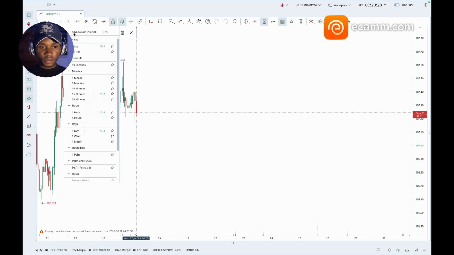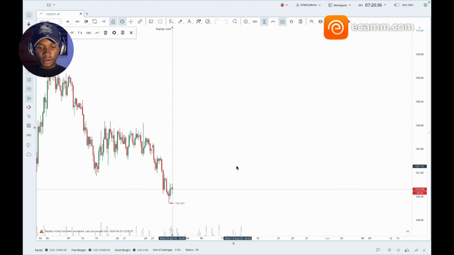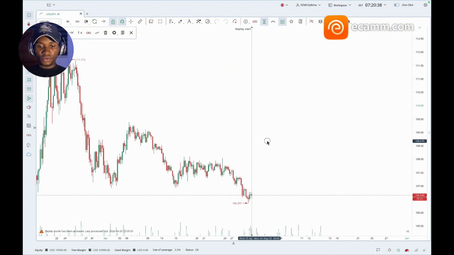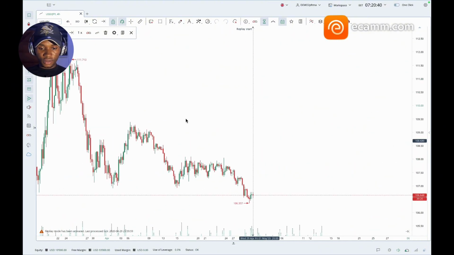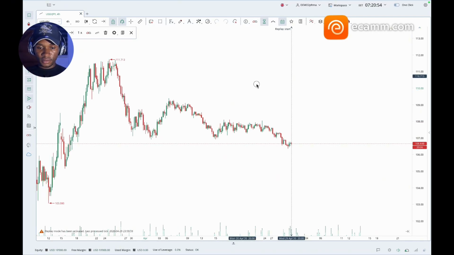The first thing you want to do now is go to the higher time frame, which is the 4 hour. Enter the 4 hour so you know the trend of the market. Okay, so now we're in the 4 hour. You want to know the trend of this market. Looking at this market now, what do you think is the trend? Look at it carefully.